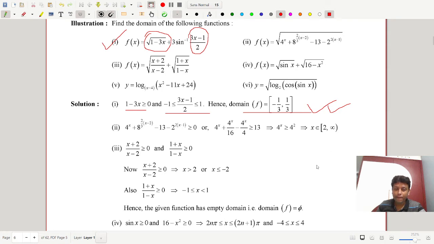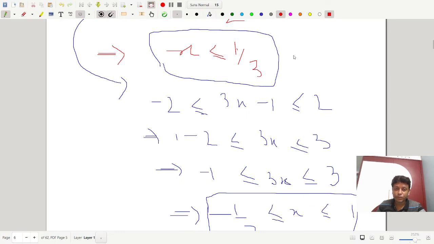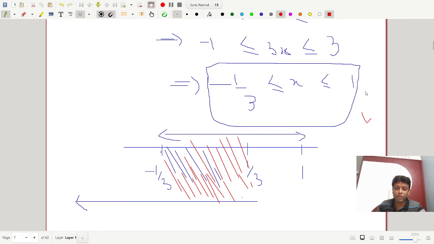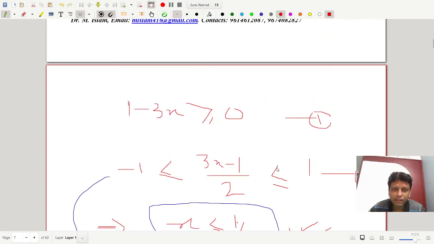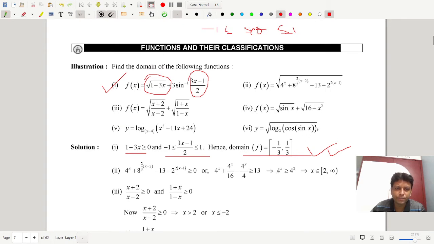Sir, please slow down. One is x less than or equal to 1/3. Another one is minus 1/3 to 1. So minus 1/3 to 1 and less than or equal to 1/3. So this is the common portion, the intersection. Okay? Clear? That is how to deal with these problems. Clear? Yes, sir.